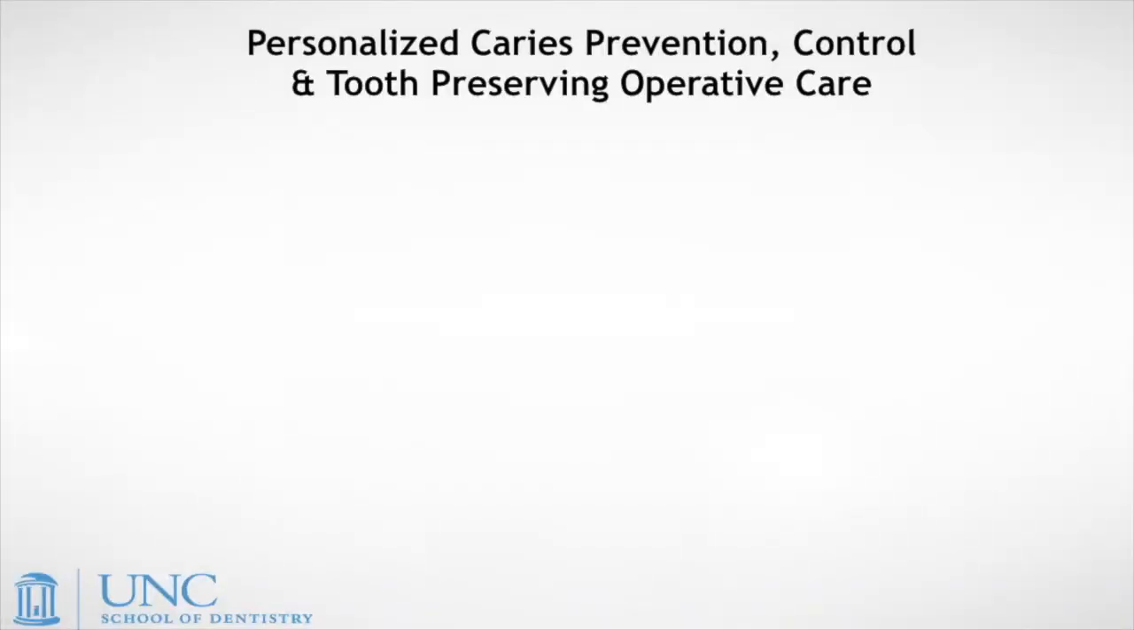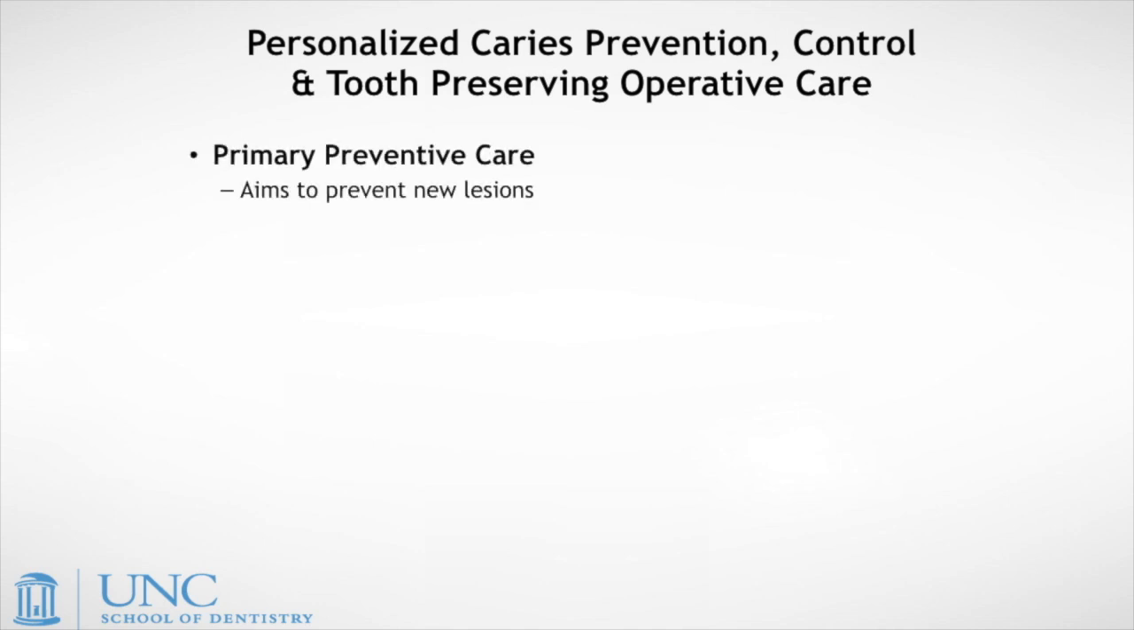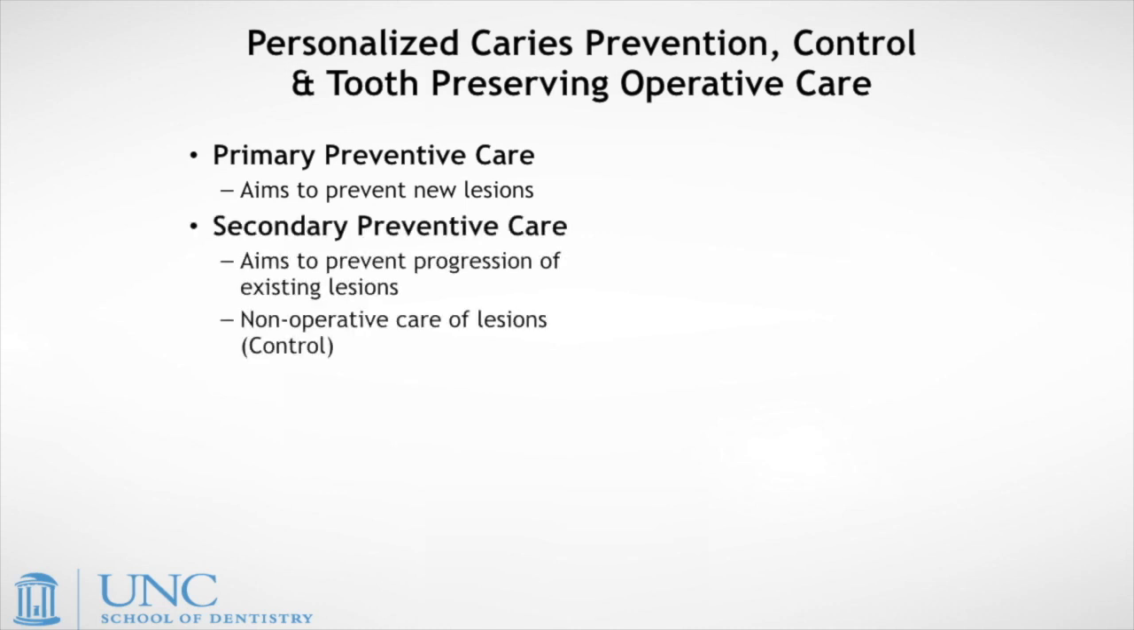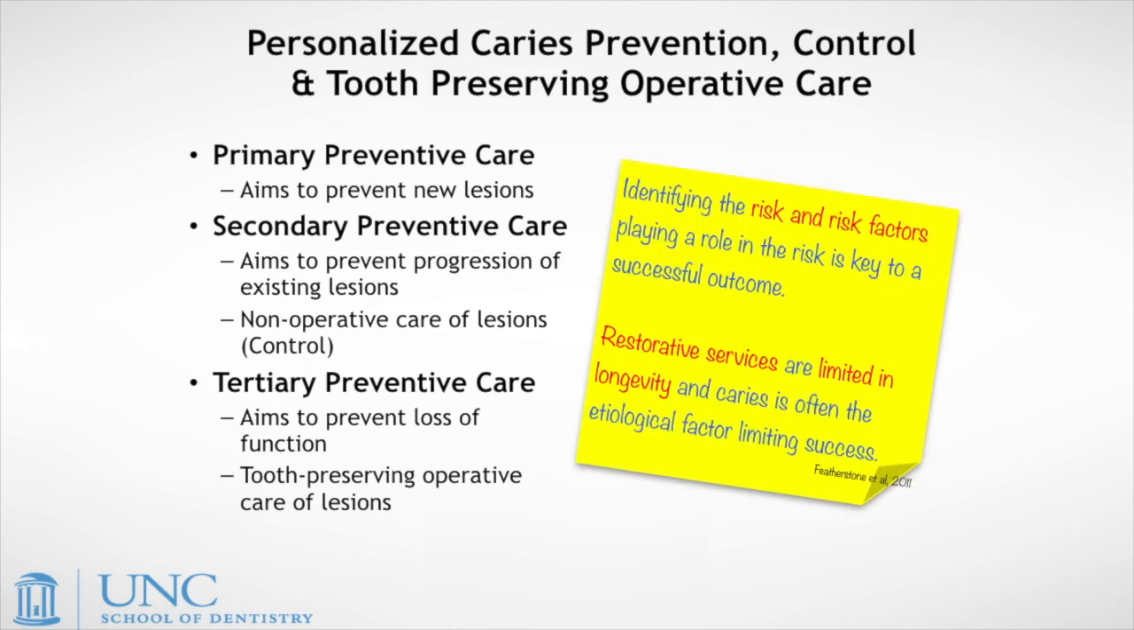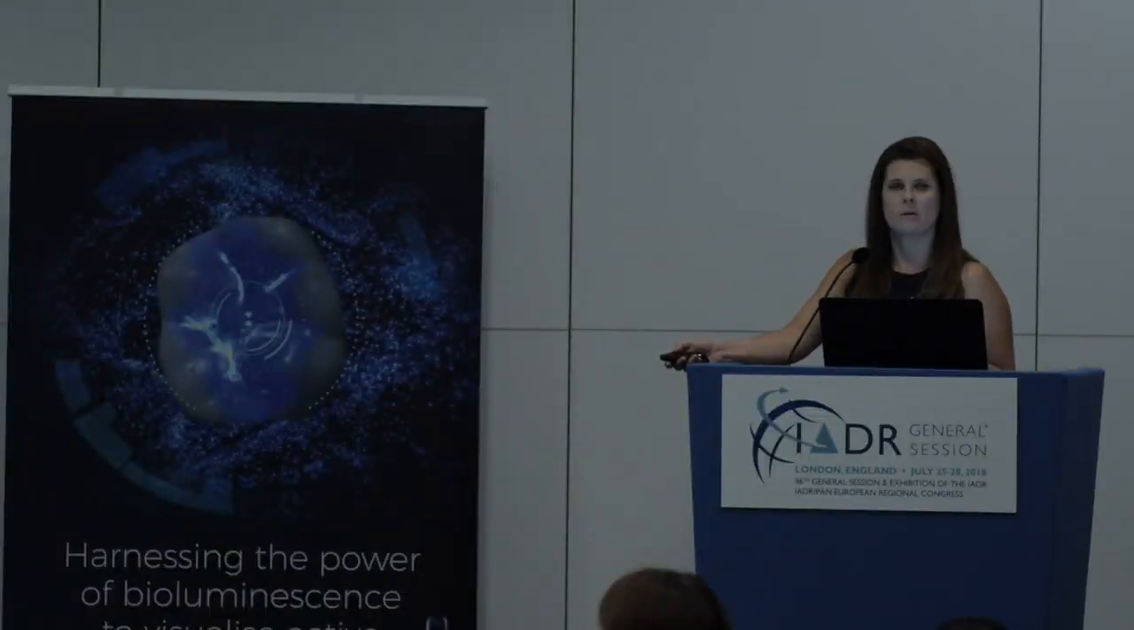So some of the things, and this is what Dr. Pitts discussed with the ICCMS, is looking at primary preventive care, which aims to prevent new lesions, secondary preventive care, aiming to prevent progression of existing lesions, and non-operative care of lesions. And then tertiary preventive care would aim at preventing more loss and really preserving tooth structure at all steps. So of course this all includes identifying risk and risk factors, and the role of risk is important for a successful outcome. You can't do anything if you don't know the risk.